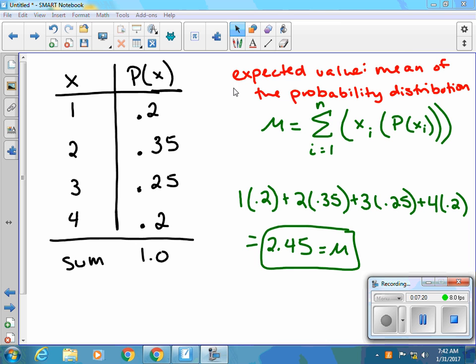So this tells me, again, the expected value tells me if I were to conduct this experiment, you know, 1,000 times or whatever, most likely I'm going to get 2.45. In this case, I can't get a 2.45, so most of my answers will be between 2 and 3.